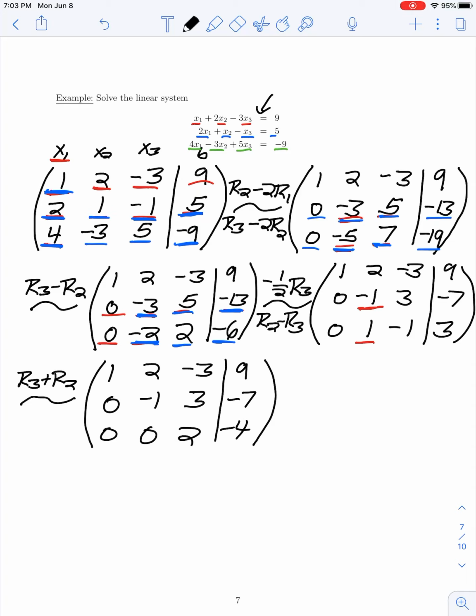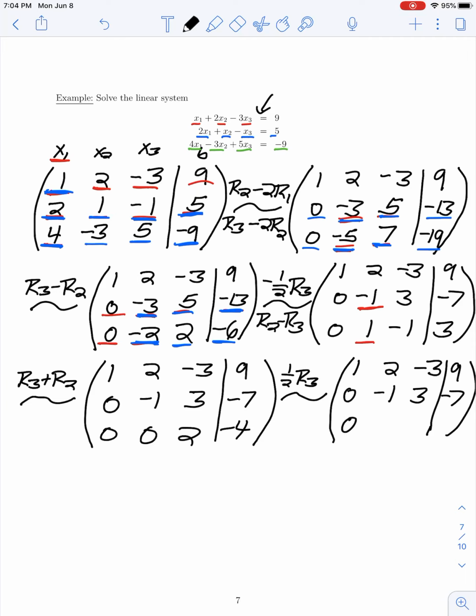So at this stage, I see I can divide my last row through by 2, since all of the entries in that last row are even, and this is equivalent to the matrix. My first row I'm going to leave alone: 1, 2, negative 3, 9. For my second row, I have 0, negative 1, 3, negative 7. And taking half of row 3, I have 0, 0, 1, negative 2.